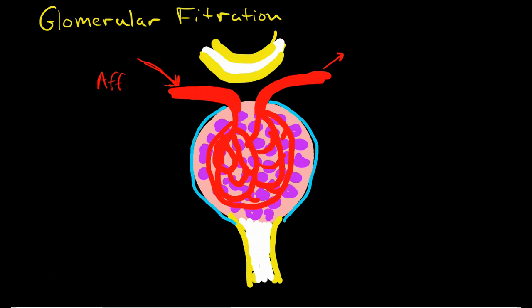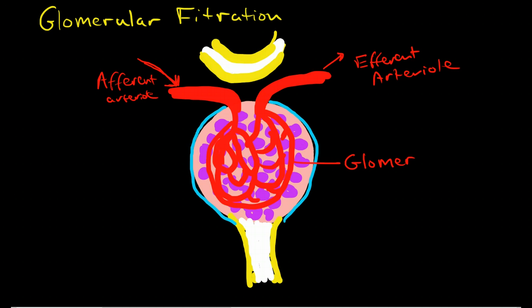It has an afferent arteriole and an efferent arteriole. And the glomerulus is a tuft of capillaries in the middle. And the capillaries are uniquely adapted. So let's talk about a few things.